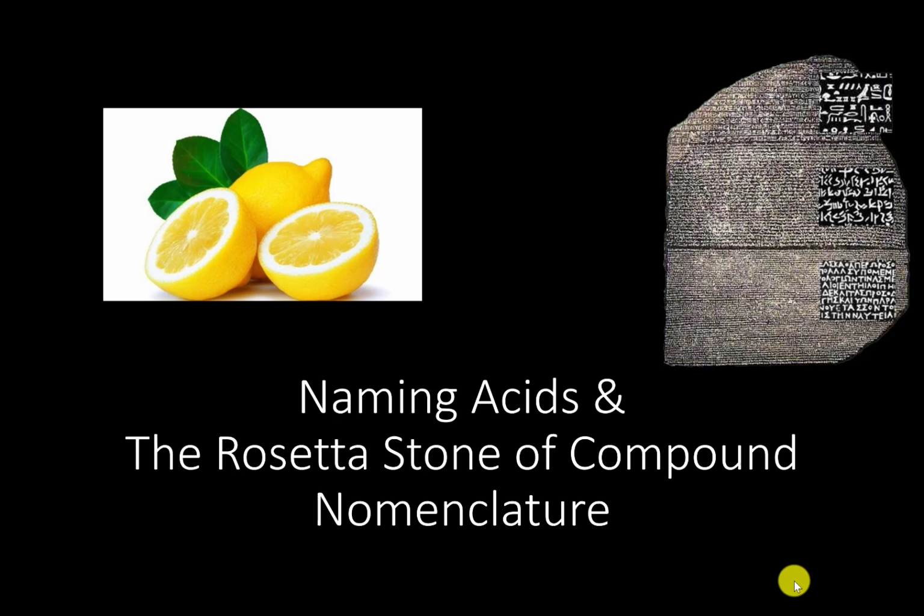Of course, historically, the Rosetta Stone helped to crack the code of the Egyptian language because there were 3 different languages all on the same stone, and that helped us to figure out what the meaning of the Egyptian characters were. So in this case, hopefully this document will help you figure out the meaning of the names of acids.